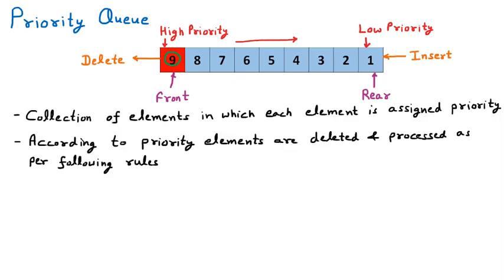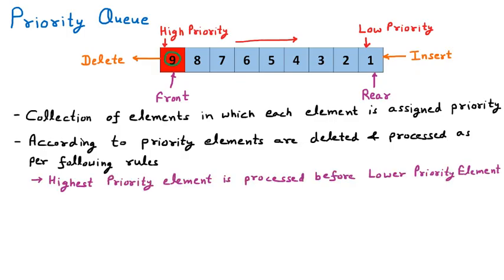The first rule says that the highest priority element is processed before the lower priority element. That means if two elements are there, whichever has the higher priority will be processed first. The second rule says that two elements with the same priority are processed according to the order in which they were added to the queue.